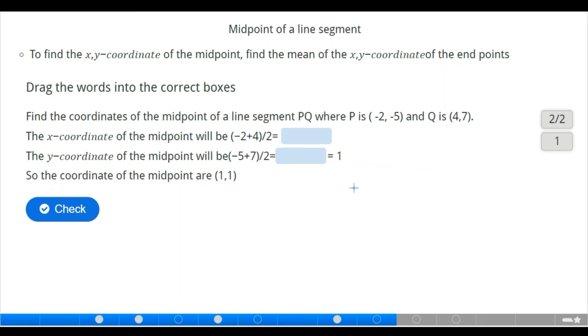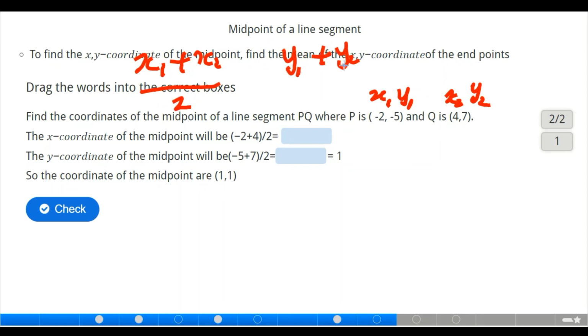Find the coordinate of the midpoint of the line segment PQ, where P is minus 2, minus 5, and Q is 4 and 7. Here, x1 is going to be what? x1 is minus 2, y1 is minus 5, x2 is 4, and y2 is 7. So we want to pick the midpoint. What we just need to do is what? For the x-axis, we add x1 plus x2, then we divide by 2. And for the y-axis, we add y1 plus y2 and divide by 2. Why are we dividing by 2? Because we just have 2 values here.